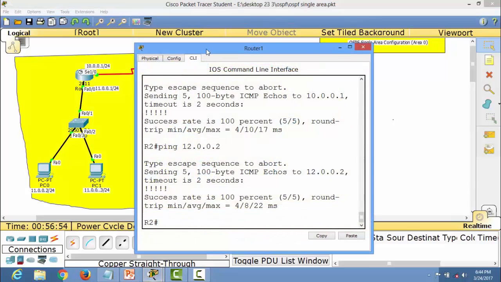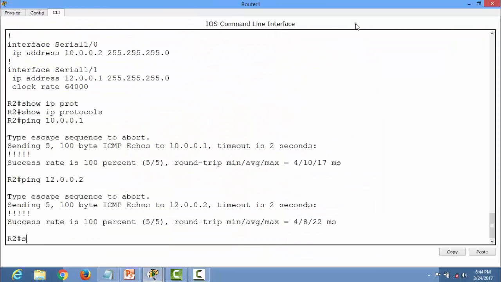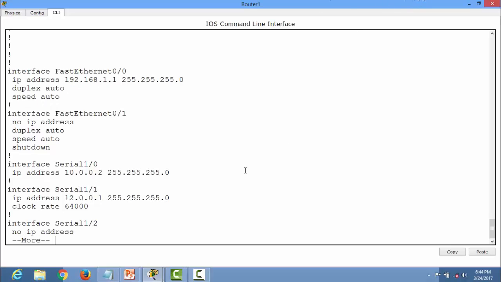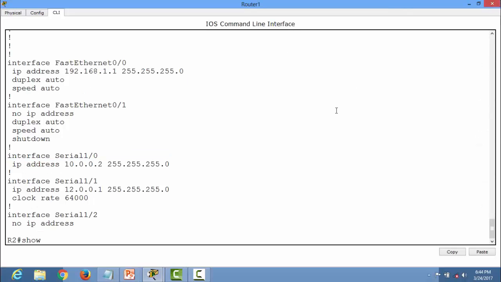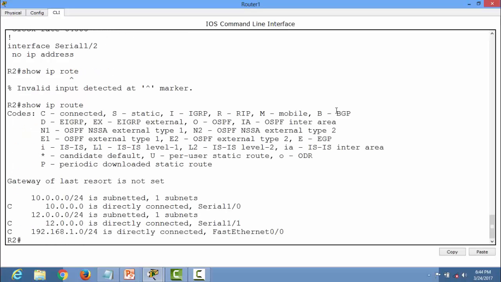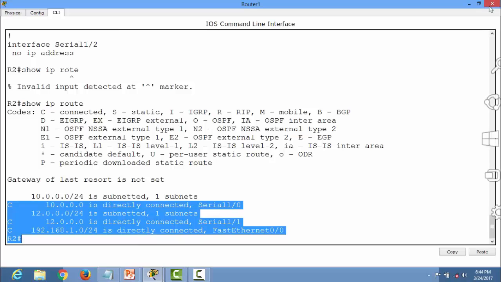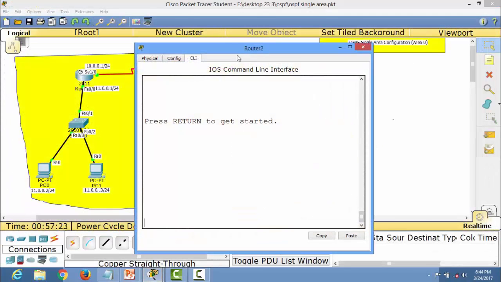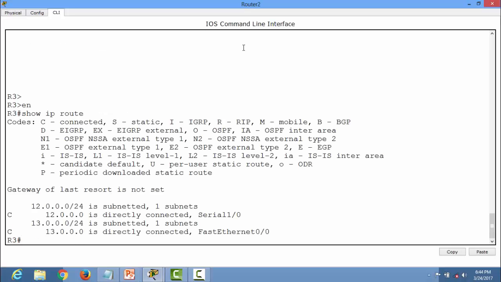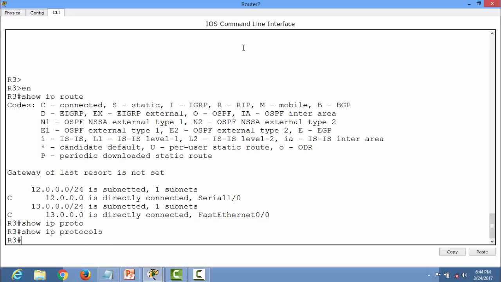Same on the second router, show running. Nothing is configured on this router except the default IP that we need to configure. Same thing we can verify here, show ip route, only directly connected network, none of the other networks. Same thing on the third router, show ip route, we directly check the route, there is none of the route configured, and show ip protocol to verify is there any routing protocol configured. No, there is none of the routing protocol configured.